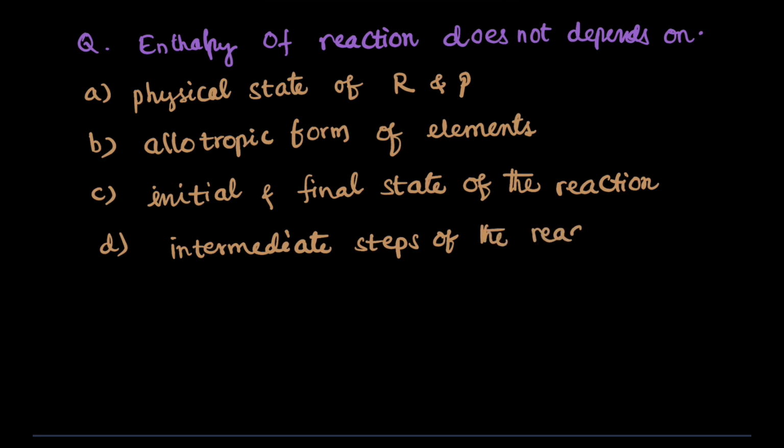Physical state is responsible, because solid, liquid, anyone is responsible for the reaction. So intermediate steps are not, because enthalpy is a state function. Physical state, allotropic forms and initial and final state are responsible for the enthalpy, but intermediate steps are not responsible, because enthalpy is a state function, not a path function. Therefore, enthalpy of reaction does not depend on the intermediate steps of the reaction.